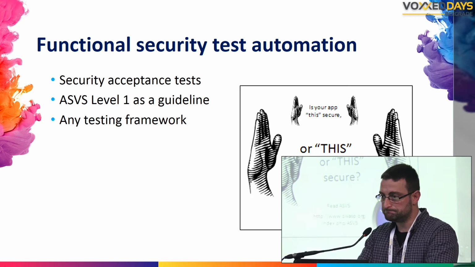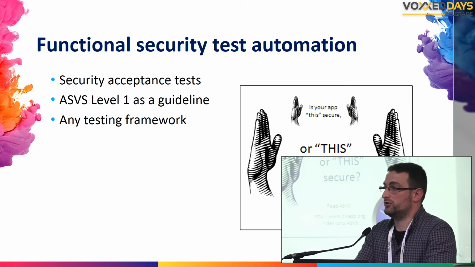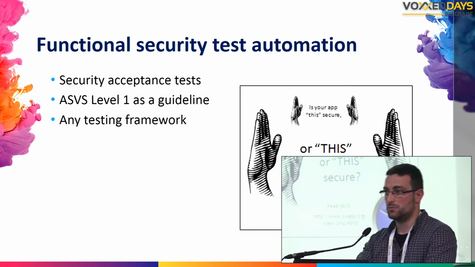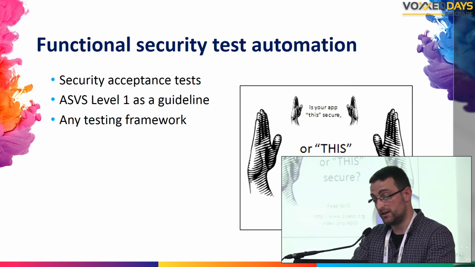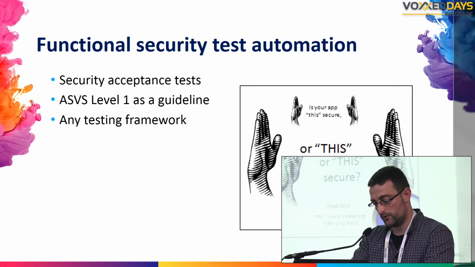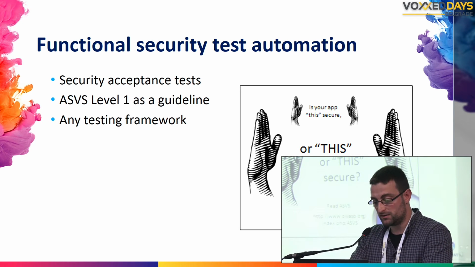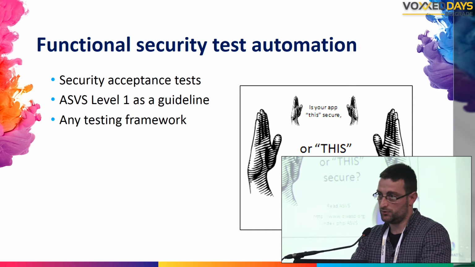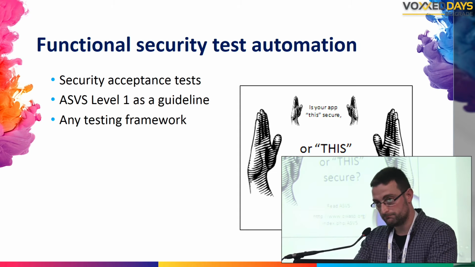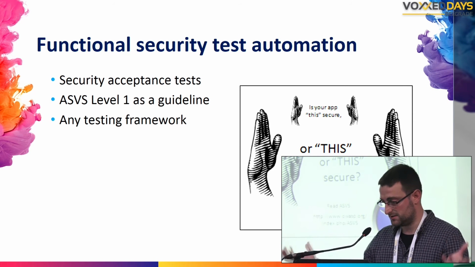Tests are written in whatever testing framework you want to use. For example, we used some Postman tests for that, automated with Newman. We used Selenium tests. We used whatever test framework we could find. We have some custom framework. It doesn't matter, but basically you can use whatever test framework you desire to achieve this ASVS automation you want for your functional security acceptance test suite.